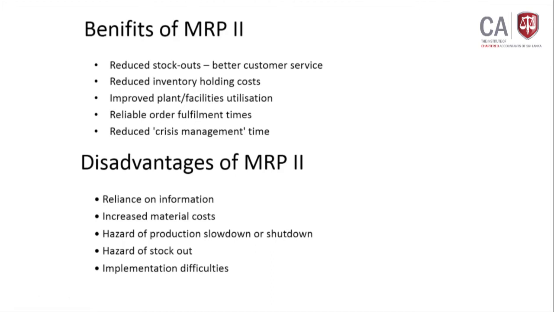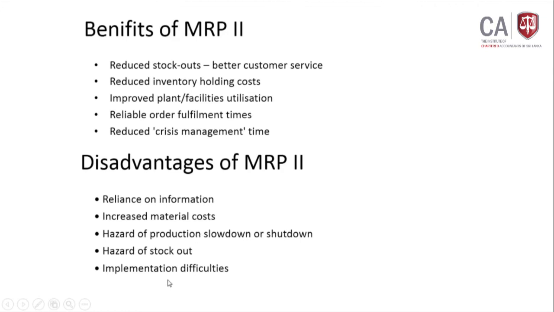Even if the system has taken the orders to produce, because of a production environment failure, what will happen? You cannot produce the product as required by the customer. So, you will be failing that component. Hazard stock out, your stock out. So, you can have more stock or less stock. There can be issues like that.